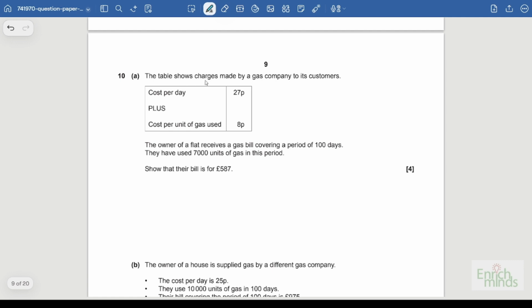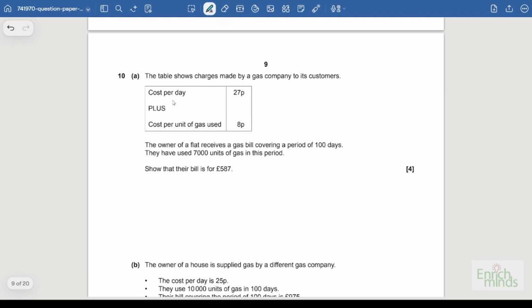The table shows charges made by a gas company to its customers. The cost per day is 27p and the cost per unit of gas used is 8p. The owner of a flat receives a gas bill covering a period of 100 days. They have used 7,000 units of gas in this period. Show that their bill is £587.